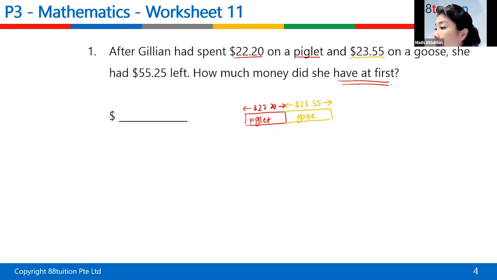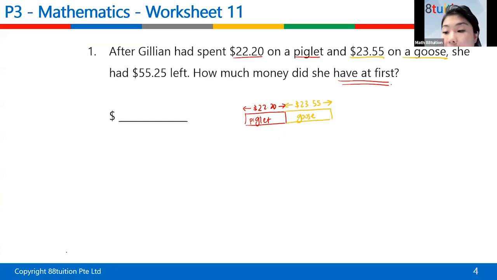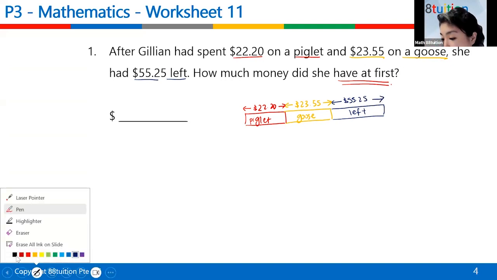Okay, finally, she had a certain amount of money left. So what should I draw for the amount of money left? Should I extend the model? Because I want to find how much she had at first. So should I extend the model for the amount of money left? Yes. Very good. So this long part is the amount of money left, and this is $55.25.